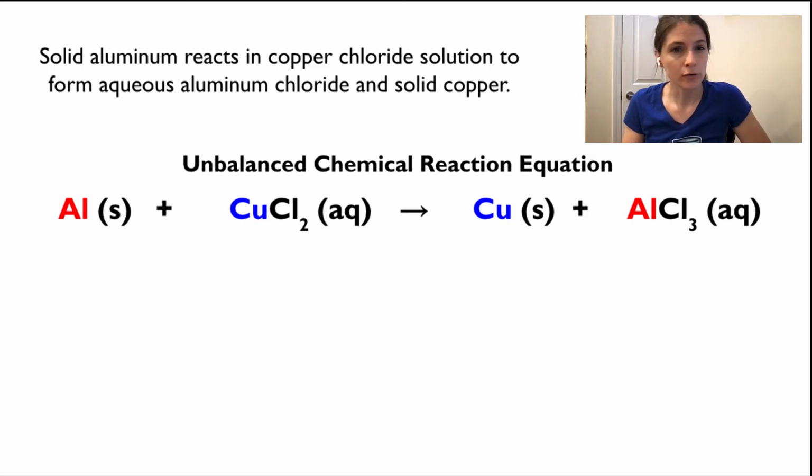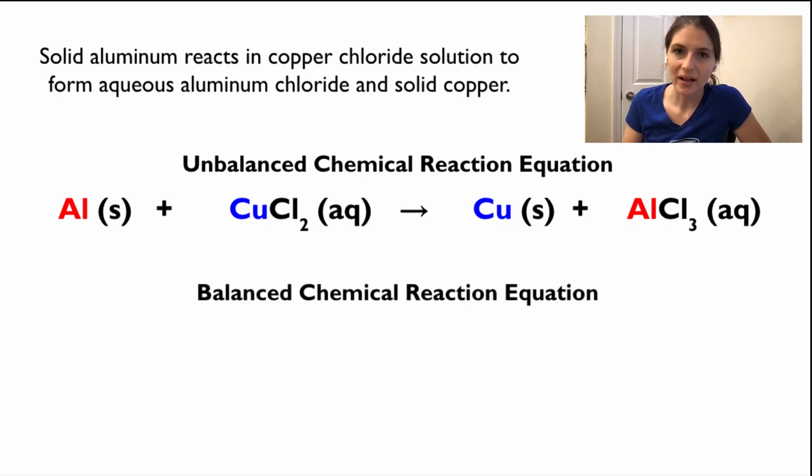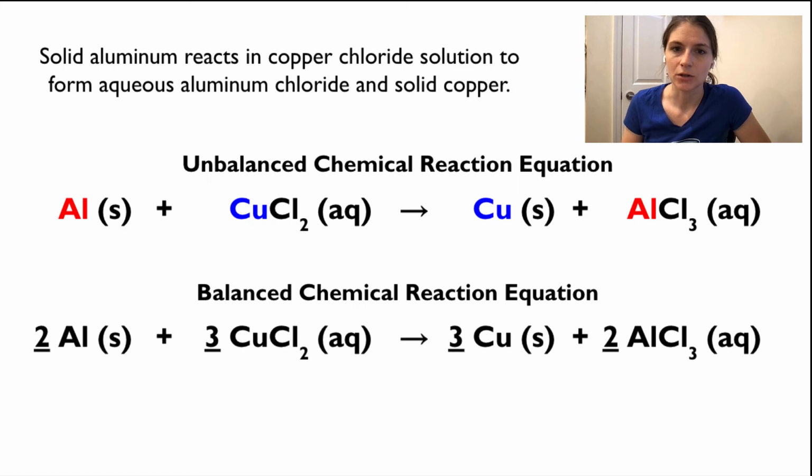Now, quick review for you. I invite you to practice balancing this equation, and I'll put up the balanced version in just one moment. So the balanced chemical reaction would be 2Al plus 3CuCl2 reacts to form 3Cu plus 2AlCl3. Just a little bit of integrated practice here.